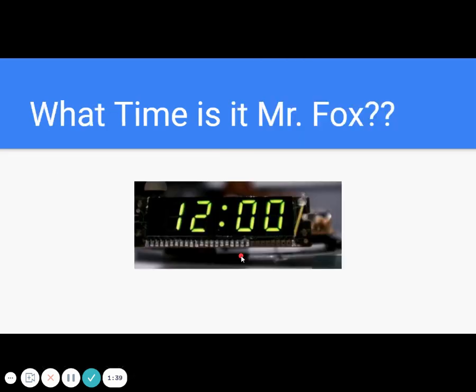We've been playing this fun game called What Time Is It, Mr. Fox? But the only difference in today is that there are going to be different types of times shown on a digital clock or an analog clock. So right here we have a digital clock. What time is it, Mr. Fox?